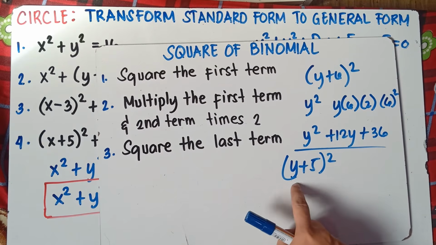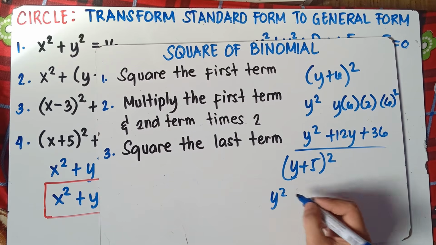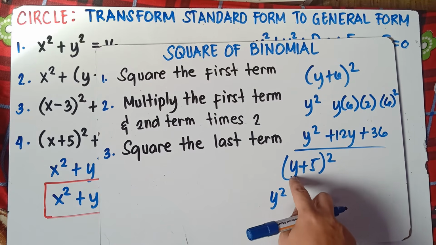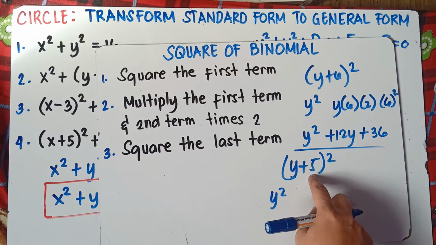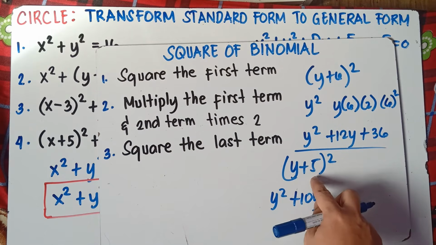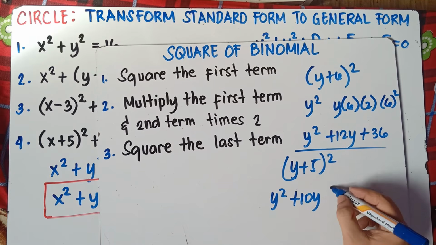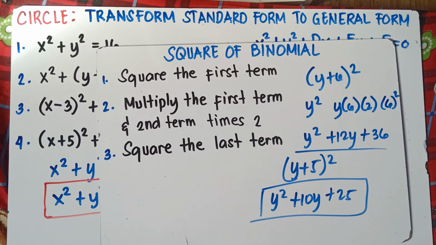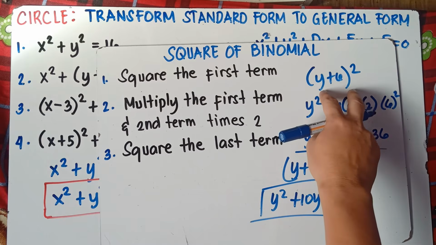You square the first term, so y times y, that is y squared. Then you multiply the first term and second term times 2. So y times 5, that's 5y times 2, that is positive 10y. Then you square the last term, 5 times 5, that's positive 25. Easy, right? For the square of binomial. So that's it, class. If you master the square of binomial, class, I think it would be really easy for your class to answer this equation.